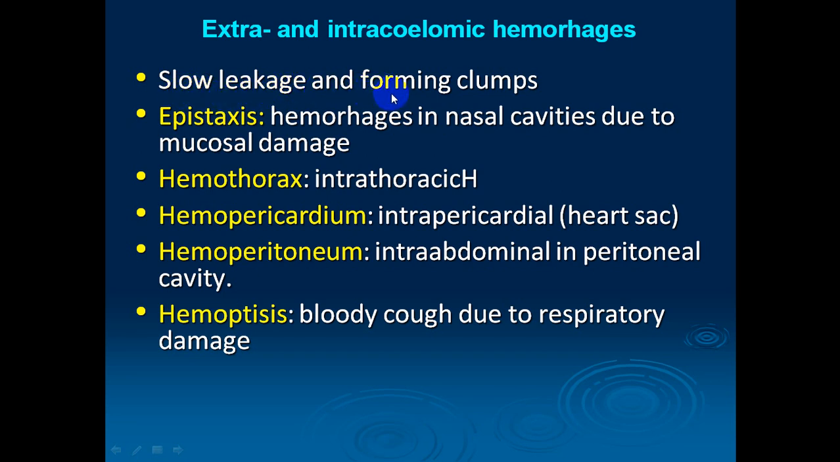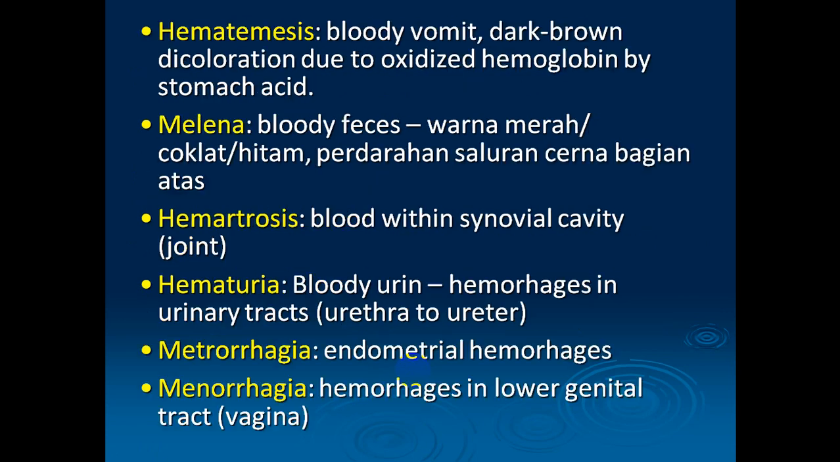There are also nasal hemorrhages. We call it epistaxis. And there are also intrathoracic hemorrhages, we call it hemothorax. Hemorrhages in the pericardial sac, we call it hemopericardium, or intra-abdominal hemorrhages, we call it hemoperitoneum, and also bloody cough, we call it hemoptysis. Usually this is due to erosions in the respiratory tract. There is also bloody vomit, we call it hematemesis.